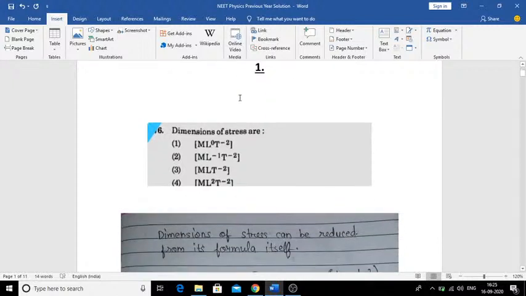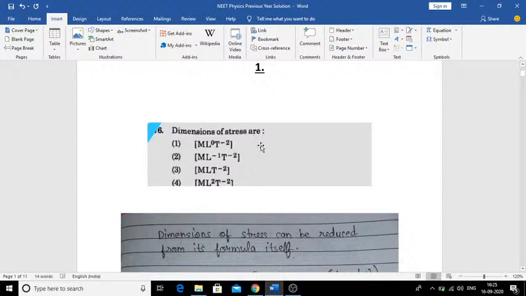The first question is dimensions of stress are. The first option is M1 L0 T minus 2, the second option is M1 L minus 1 T minus 2, the third option is M1 L1 T minus 2, and the fourth option is M1 L2 T minus 2. So we have to find the dimensions of stress, okay.